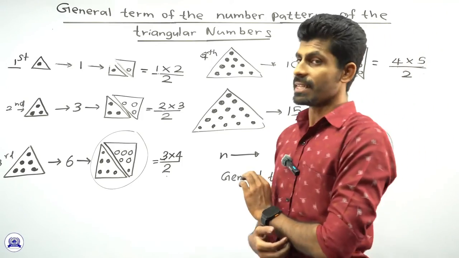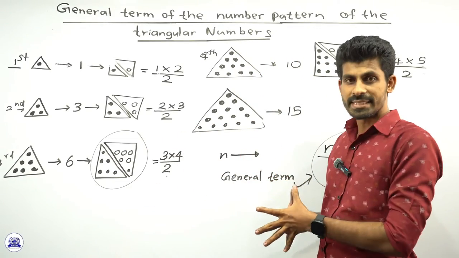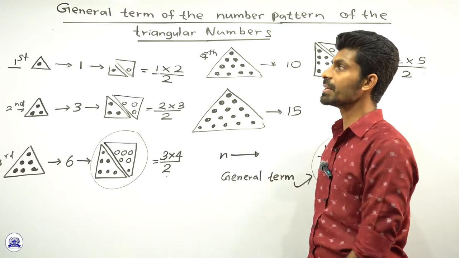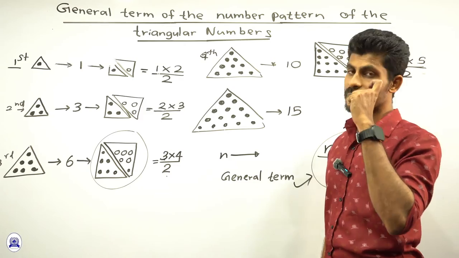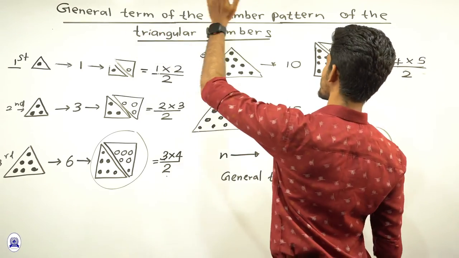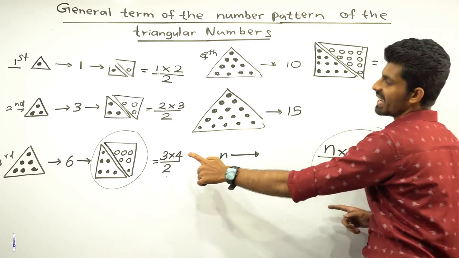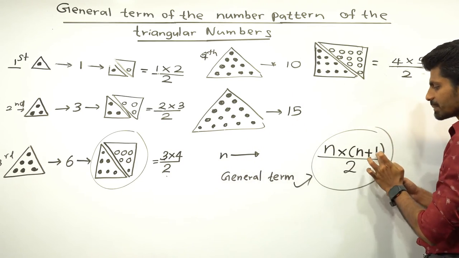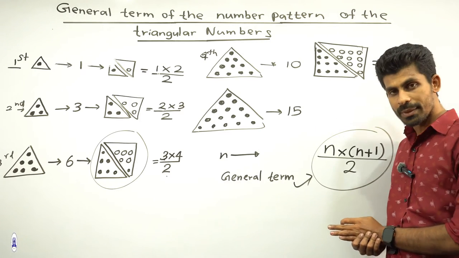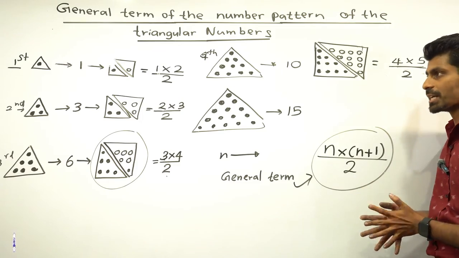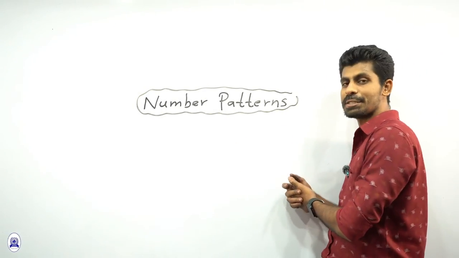Then you can write down this one in your lesson book. Then we can move to some questions together. The one and only thing you need to keep in your mind is the general term of the triangular numbers: n times n plus 1 divided by 2. So this is the general term of the triangular numbers. Note it down. Right, let's quickly move to the summary of the session.